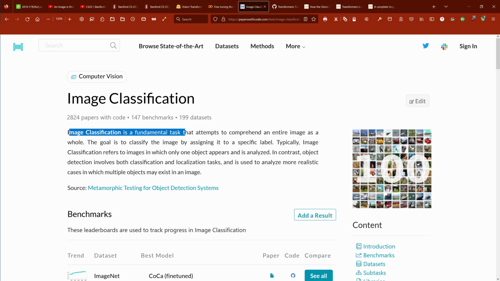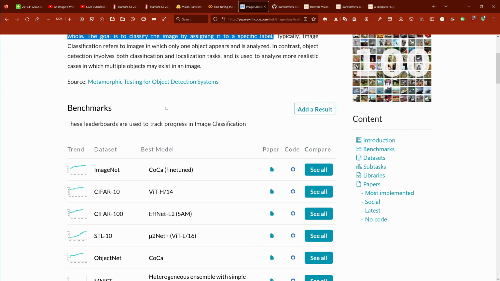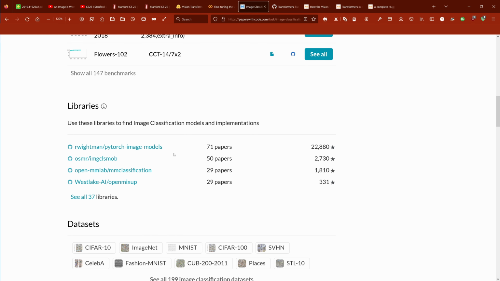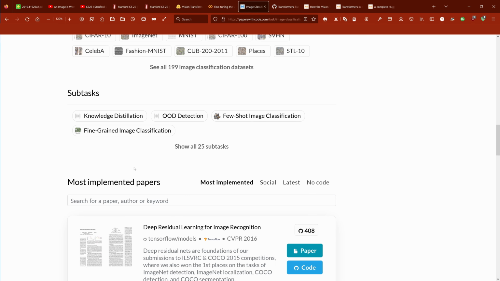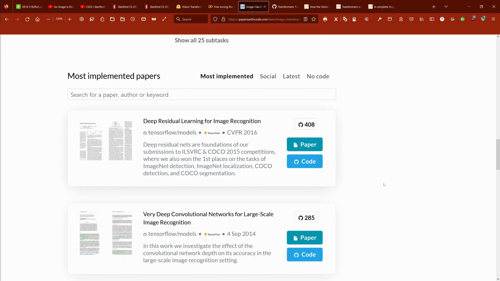Image classification, a fundamental task that attempts to comprehend an entire image as a whole. The goal is to classify the image by assigning it to a specific label. Cat, dog, human, mountain, sky. Beautiful. And then you have the benchmarks, yes. You have the libraries, you have the code, you have the paper, you have the data set, you have the subtask, and then you have the most implemented papers. And this is so nice.